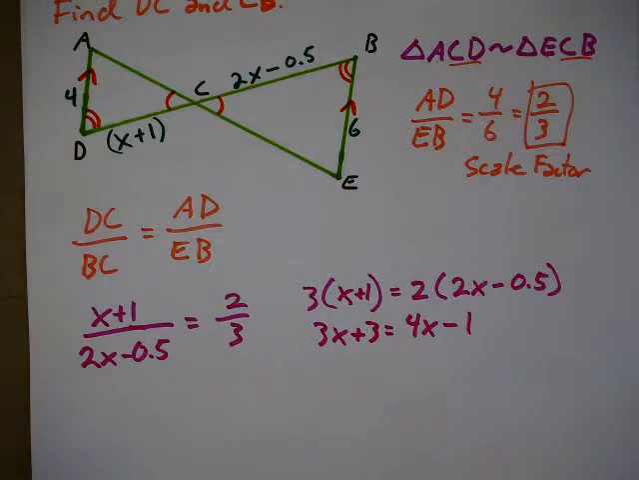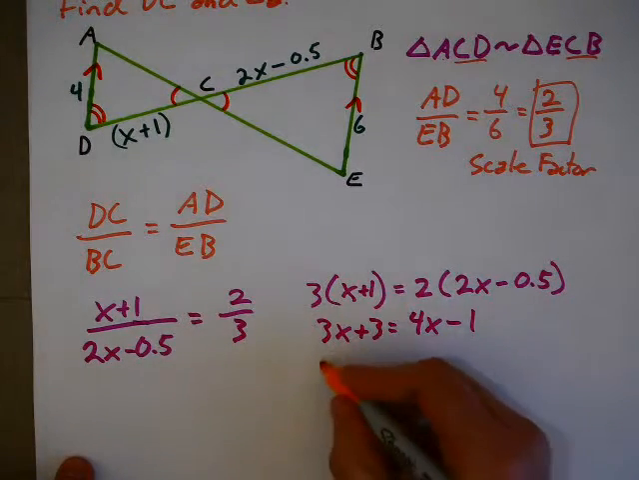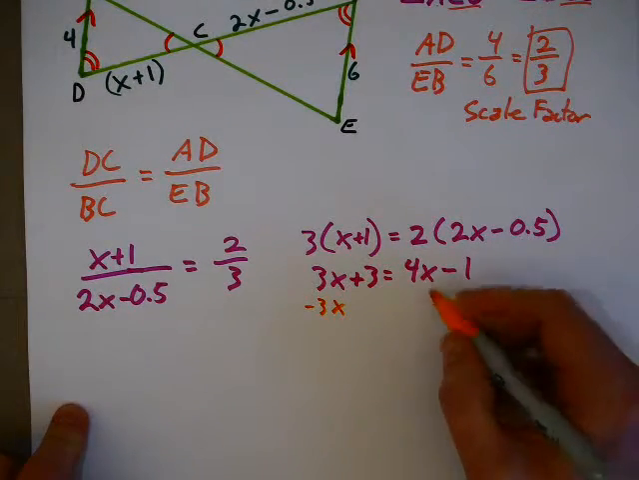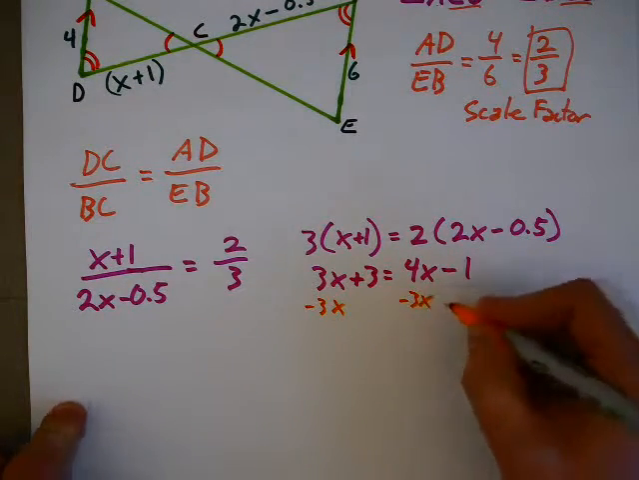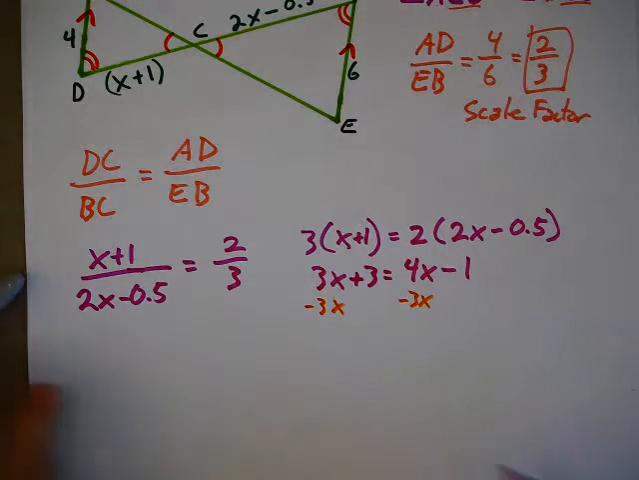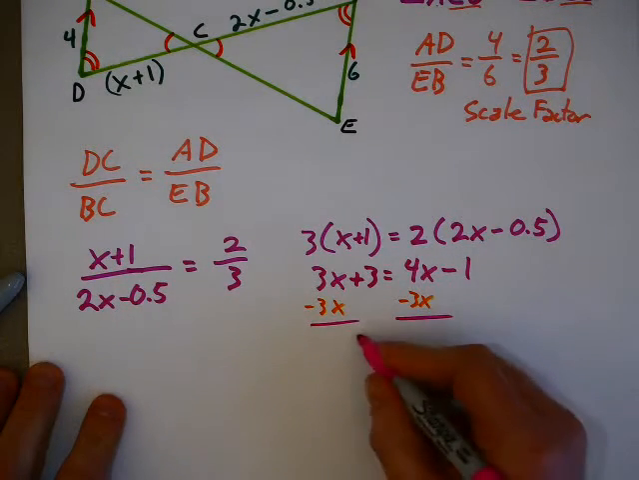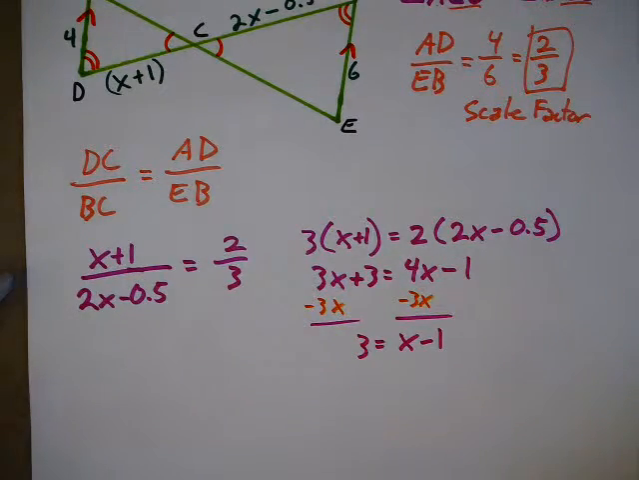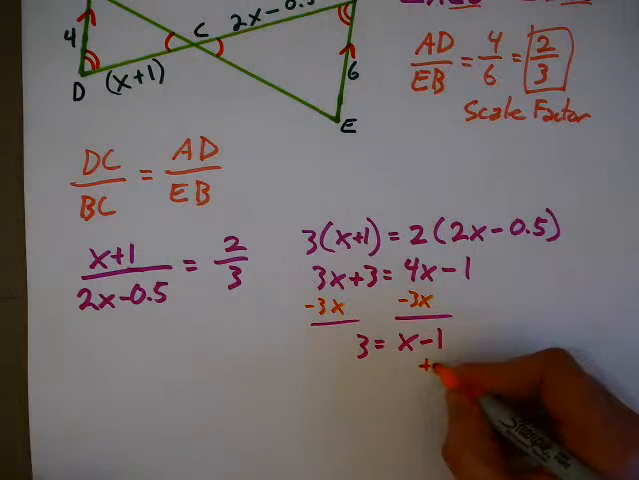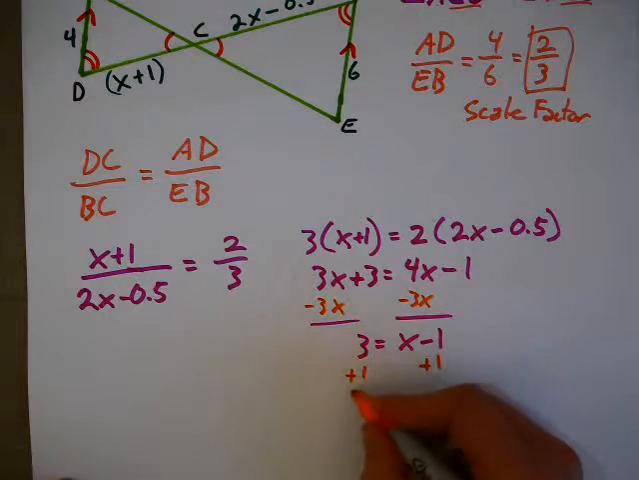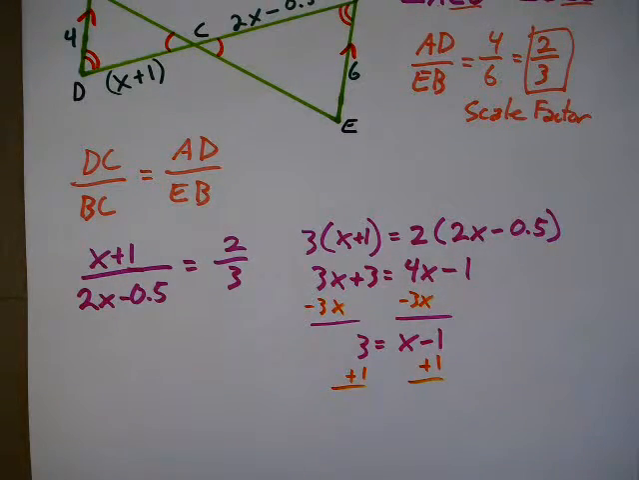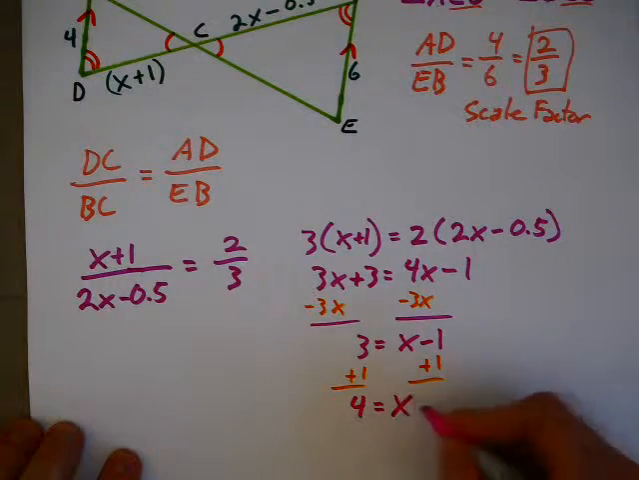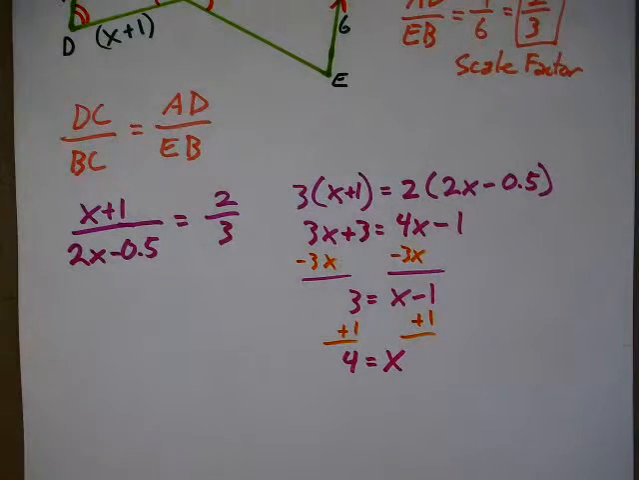I will bring the 3x over. You guys see that? So that leaves me with 3 equals x minus 1. And I will add 1 to both sides. And so I will get 4 equals x, or x equals 4.